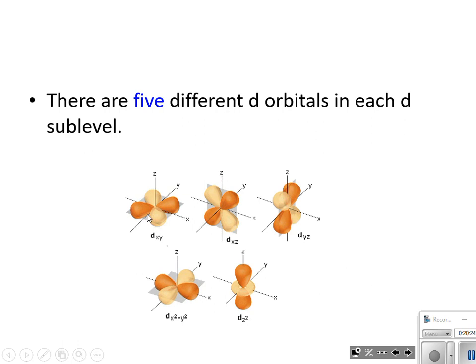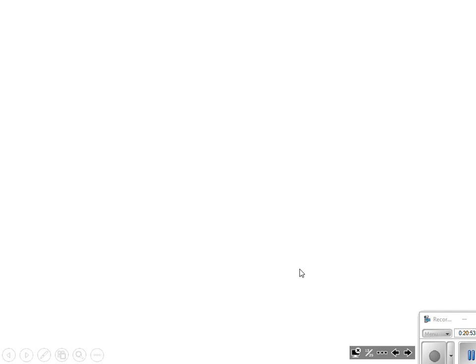This one is the DXY. This one's the DXZ, DYZ. We don't need to know which specific names of the d orbitals. The big thing to know with this is how many d orbitals are there? 5 of them. That's the main thing. Now, what did we say about f?